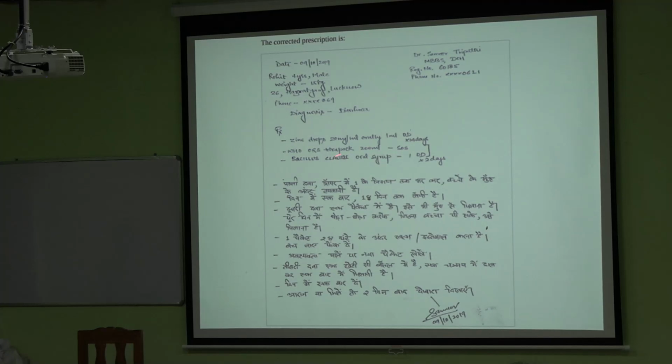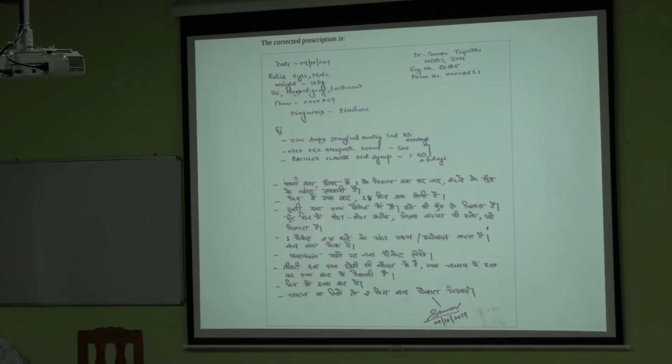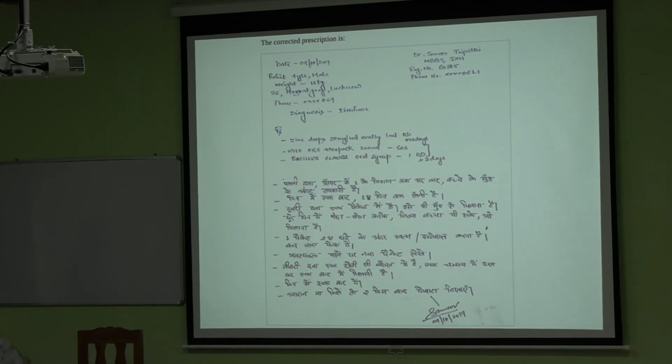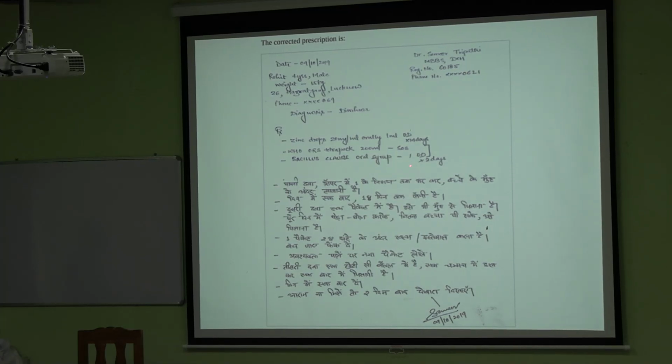Then WHO ORS Tetra Pak 200 ml SOS. Mention the sachet strength. Then you write how much has to be prepared in 1 liter of water. Then you advise how much has to be taken after each loose stool, 200 ml. Then this is not mandatory, you can add it, it is not necessary. Bacillus clausii oral syrup once a day for 2 days.